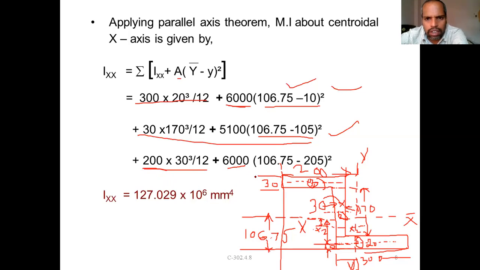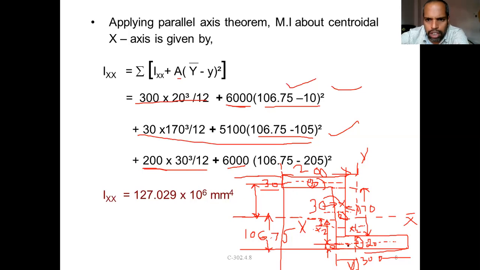Right. Again, its centroidal distance is from where? From here to here. How do we calculate this distance? We can calculate this distance in any number of ways. From here to here we have already calculated, that is 205, minus 106.75. Like that we can do. Or the other way is to calculate the centroidal distance from here to here.